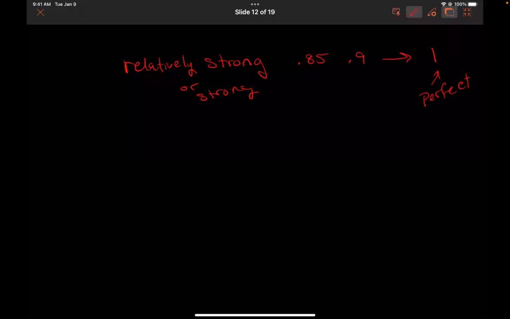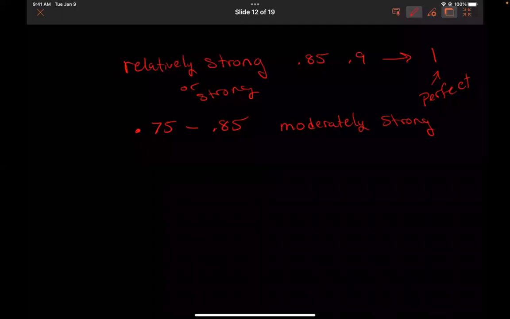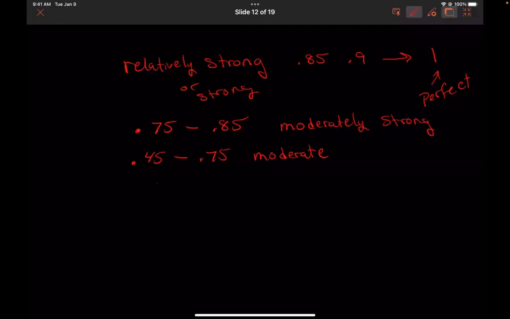So if I had, let's say, maybe 0.75 to 0.85, and I know I'm not writing this nicely, I could say moderately strong. I don't know if I've said it before, but statisticians don't deal in absolutes. We love our adverbs. So you're just going to always throw things like approximately, moderately, relatively. This is what we do. And if I had something like 0.45 to 0.75, I could just say moderate. Not moderately strong, but just moderate. Anything less than 0.45, I could say relatively weak.